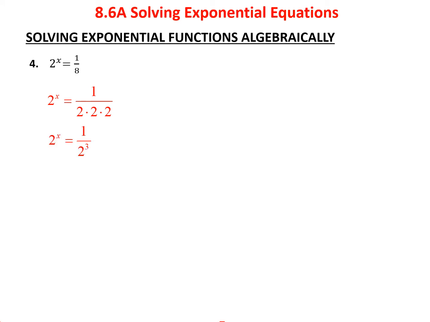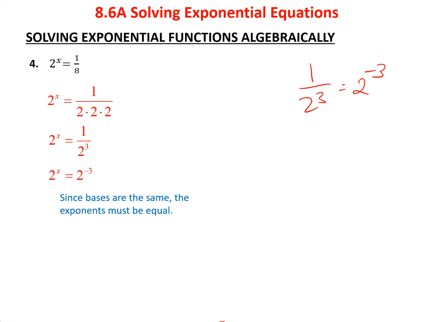Now again, we remember that 1 over 2 cubed is going to be 2 to the minus 3. The negative means I take the reciprocal and make the exponent positive. So we're working backwards here. So that's going to be 2 to the minus 3. So since the bases are the same now, they're both 2, my answer is going to be x equals minus 3.